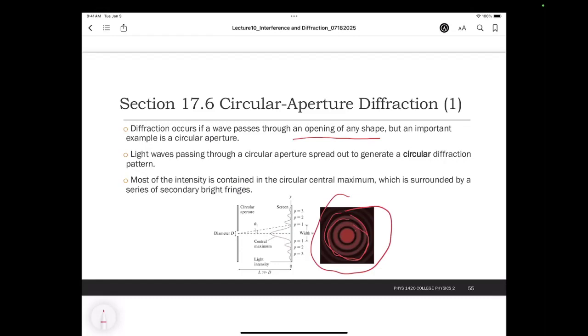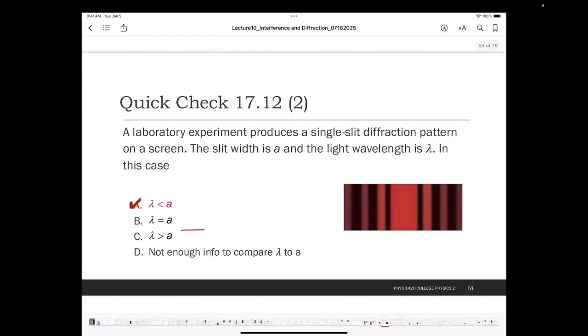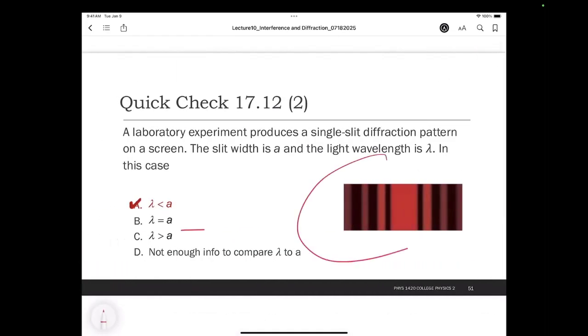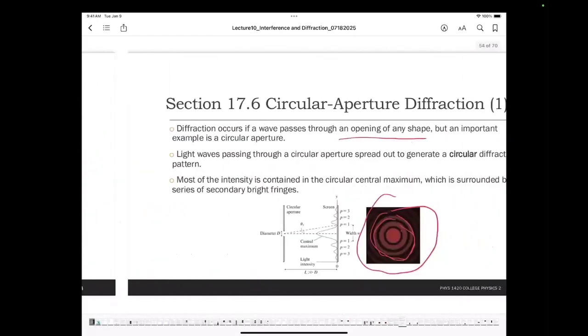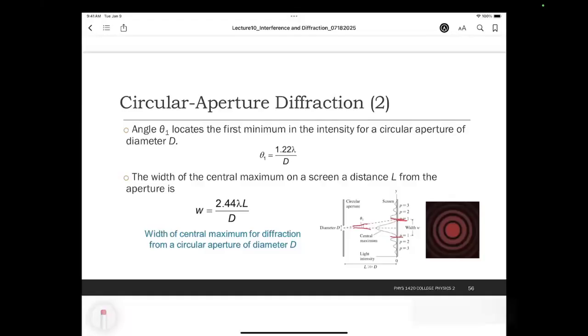The difference is that the single slit diffraction pattern is just like this, and for the circular aperture the pattern is circular. So light waves passing through a circular aperture spread out to generate a circular diffraction pattern. Most of the intensity is contained in the circular central maximum here, which is surrounded by a series of secondary bright fringes. We have already talked about this, and let's continue.